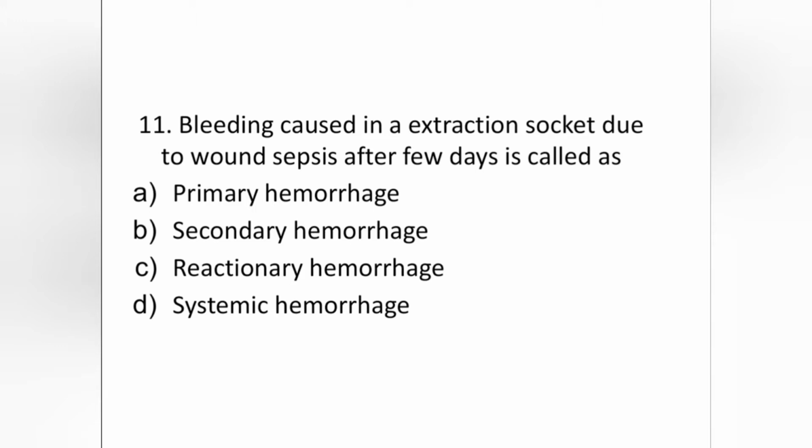called as: option A, primary hemorrhage; option B, secondary hemorrhage; C, reactionary hemorrhage; D, systemic hemorrhage. So the keyword here is bleeding due to wound sepsis after few days. So what is it? Primary, secondary, reactionary or systemic? Answer is secondary hemorrhage. Now we have to know what is primary, what is secondary and reactionary.